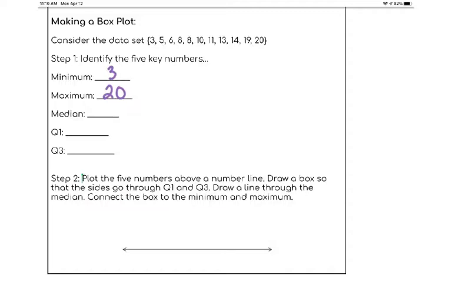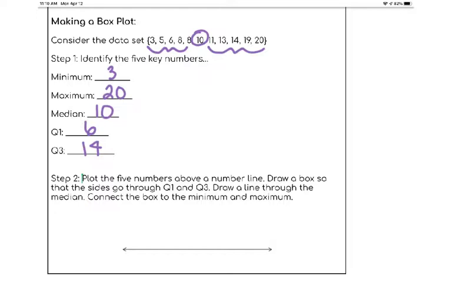Our median, so they are already in order, and we're going to find the middle number. There's 1, 2, 3, 4, 5, 6, 7, 8, 9, 10, 11. So that makes it easy. 2, 3, 4, 5. So 10 is going to be our median. Quartile 1 is the median of the lower half. So the median of these numbers, which would be 6. And then quartile 3 would be the median of the upper half, which would be 14.